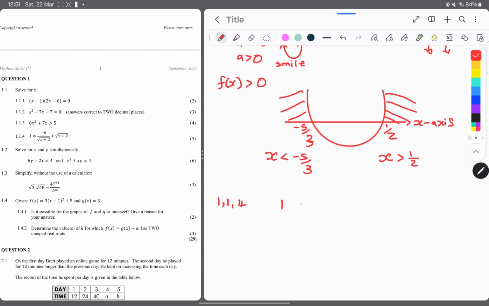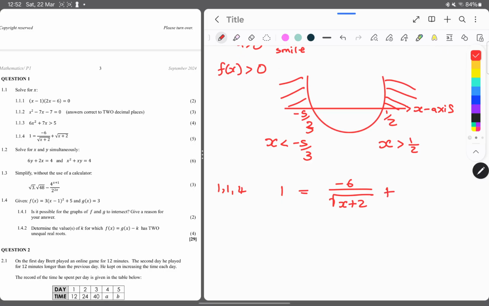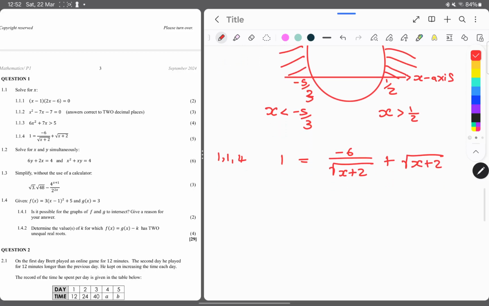1.1.4, we have 1 equals minus 6 over square root of x plus 2 plus square root of x plus 2. Now, you'll notice that there are two, I like to call them problems, because you have to address them first before you get to the solutions. You have two problems there. Problem number 1, you have a square root, which means that you have to square both sides.